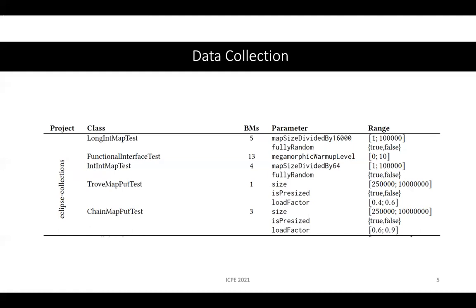To collect the data for our study, we built a tool that repeatedly executes the selected benchmarks with randomly generated parameter values. To do so, we manually inspected the selected benchmark classes. For example, here we have the project Eclipse Collections, where we picked those five classes manually based on purposive sampling. Inside each class, there are concrete benchmarks and there are parameters for each class. We have many kinds of parameters.